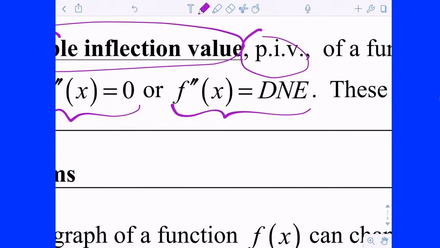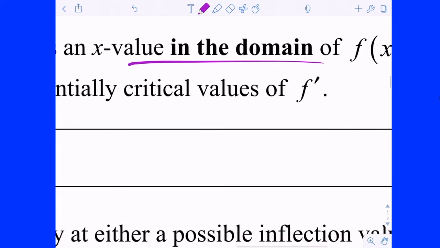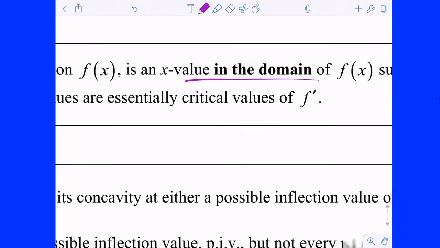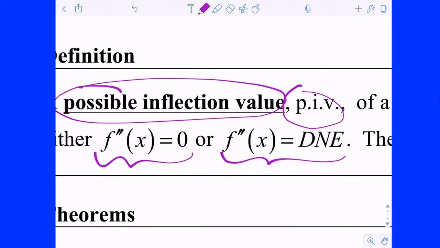We're going to call that a PIV. So they're like CVs, right? They're like critical values of a function f. In fact, they actually are the critical values of f prime. Now, there's no other name for it. Like local max and min occur at critical values. Not every critical value is a local max or min.